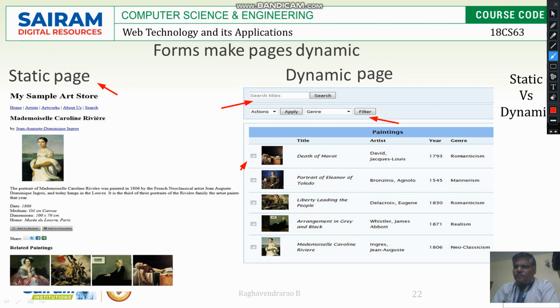Here it is saying generic, so this filter is going to be there, and here the actions are there. Then we have the search titles, where anything that you want you can write. The only thing is that between static and dynamic, with static you can only read, you cannot do any modification, but in the case of dynamic, you can interact with the pages.